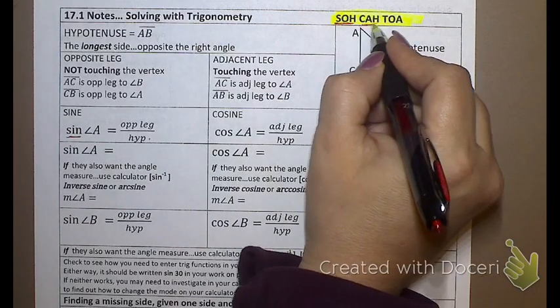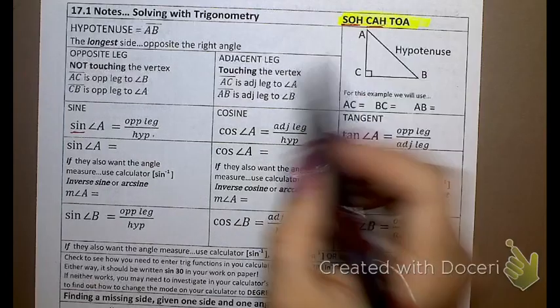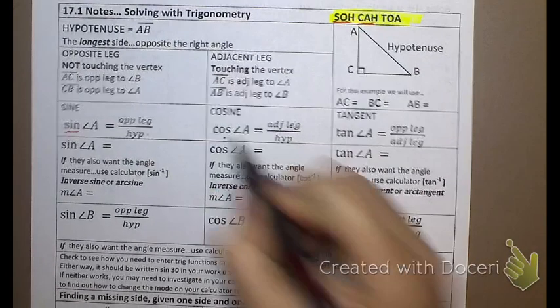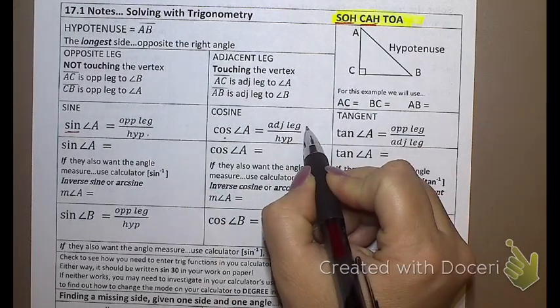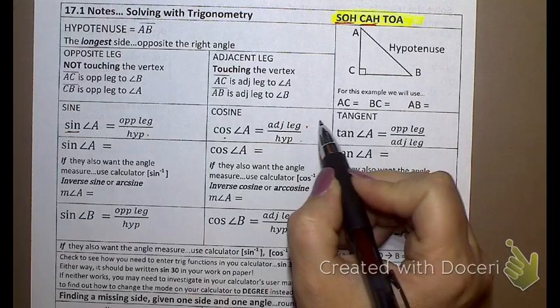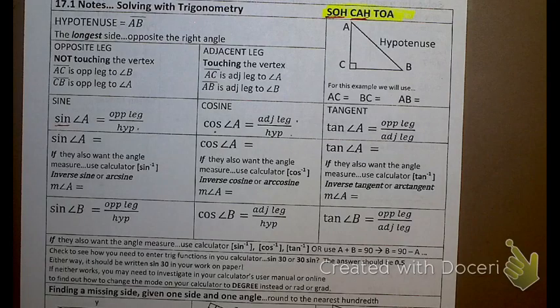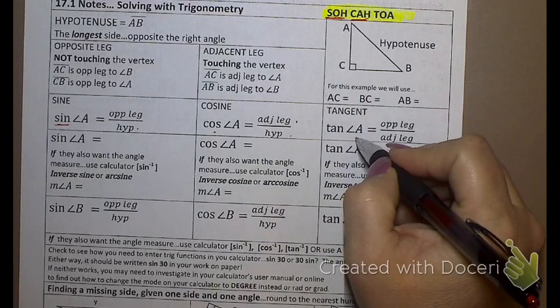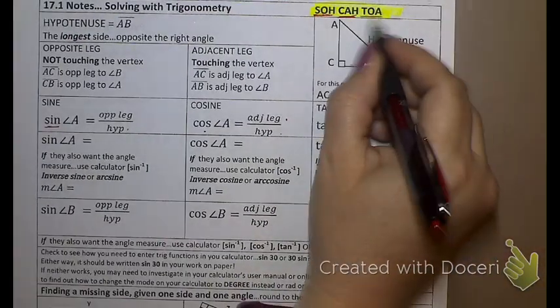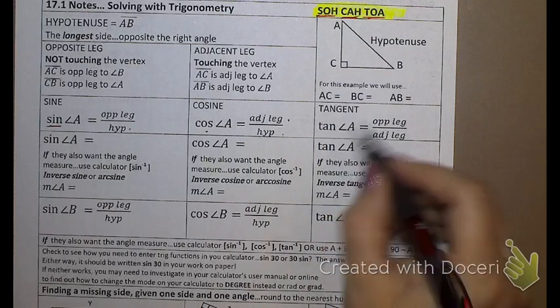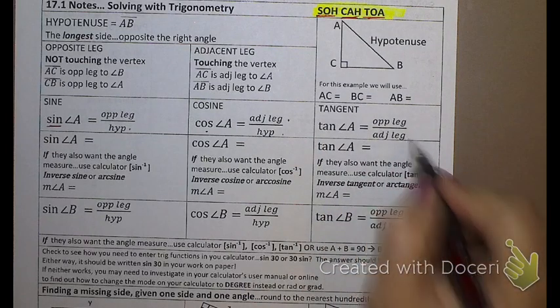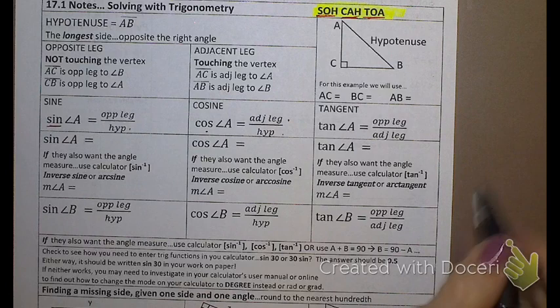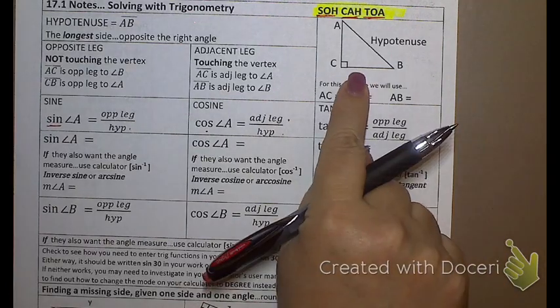What does CAH stand for? Cosine equals adjacent over hypotenuse. So where did I leave off? That was cosine. So now let's do tangent. TOA. Tangent is equal to what? Opposite over adjacent. All right, so let's talk about a triangle.